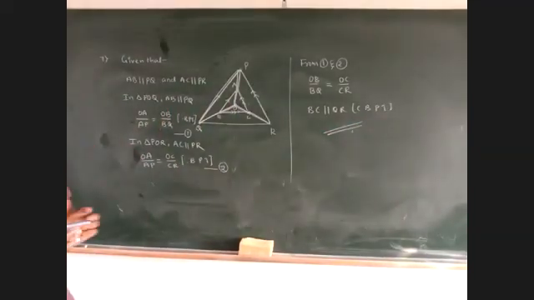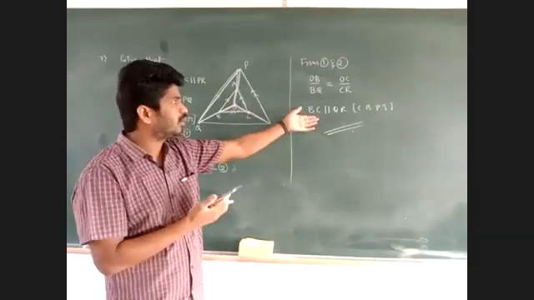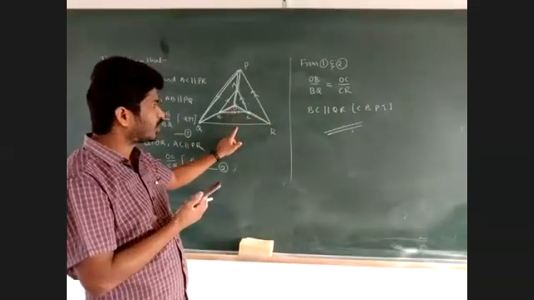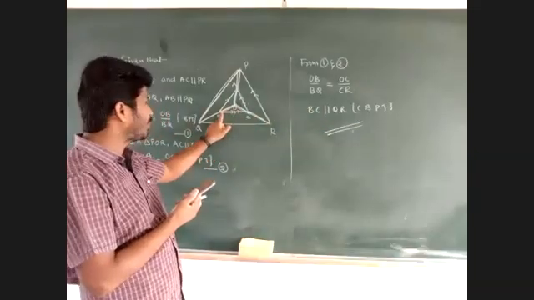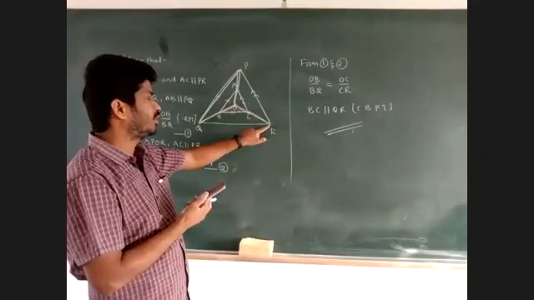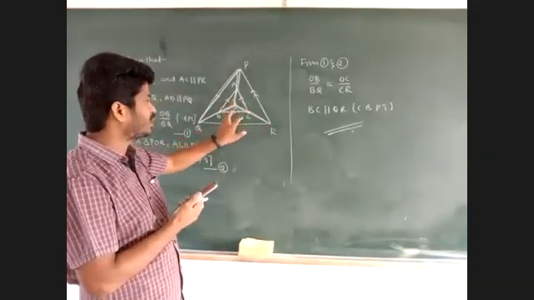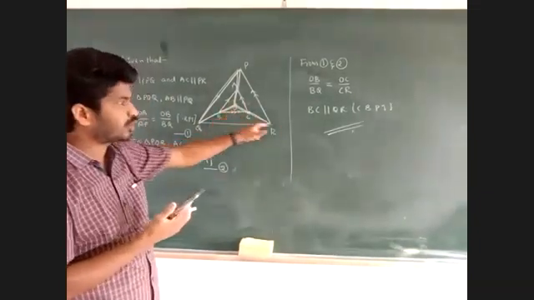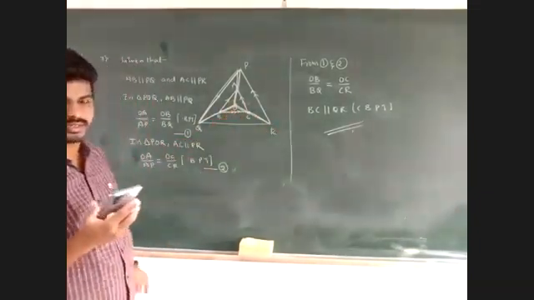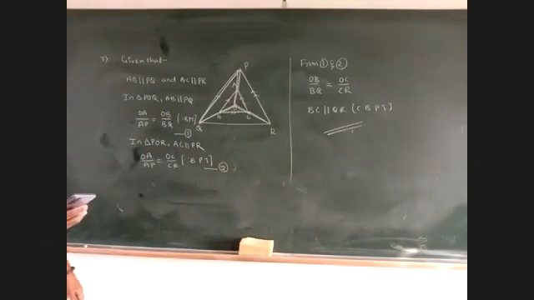Then prove that BC is parallel to QR. So here BC is parallel to QR. Why? Because OB by BQ equals OC by CR, which is nothing but BC divides these two sides in the same ratio. Then we can say that BC is parallel to QR. That is our answer. Is it clear? Yes, sir. Clear.